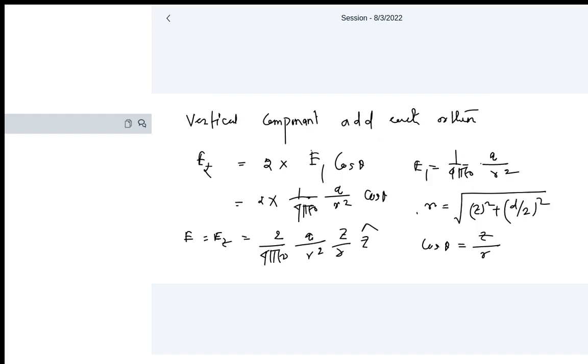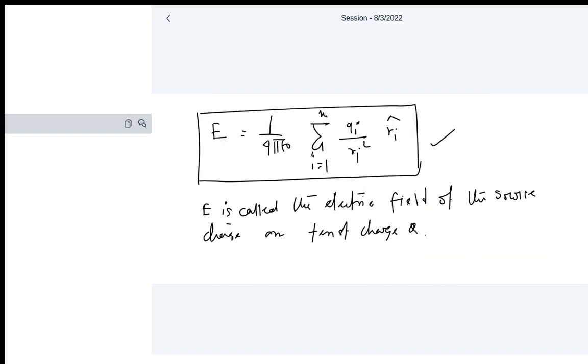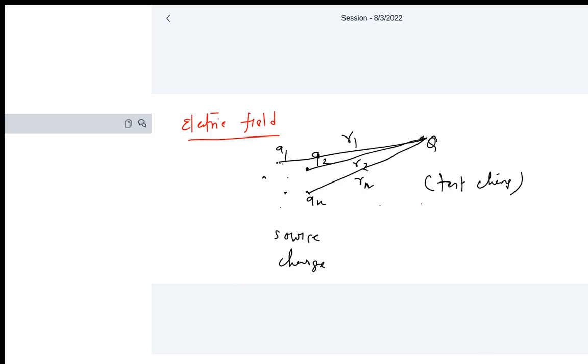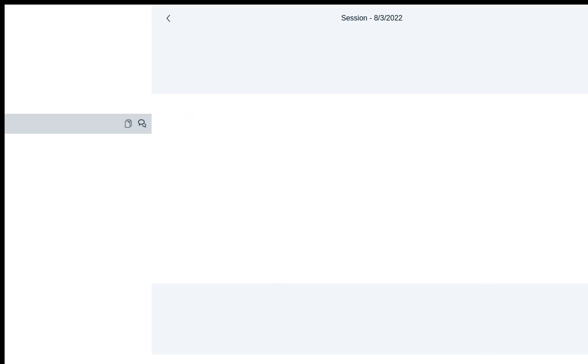If we take here approximation, this approximation is very important for competitive exam purpose. So approximation, this approximation is very important. Approximation is here. So when Z value, further, basically we find that the electric field is very large compared to D, the distance between two particles.